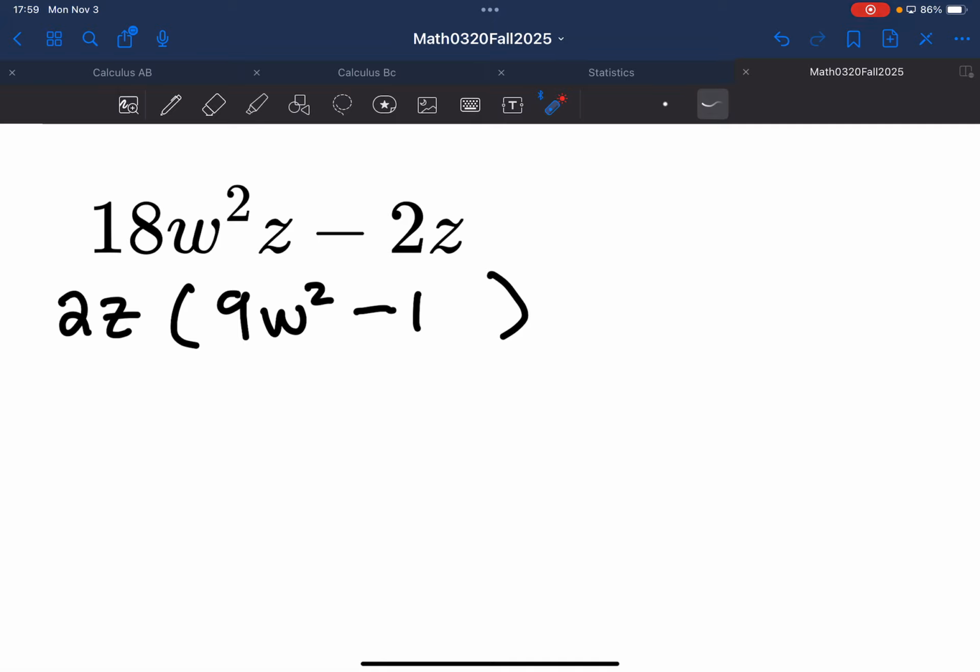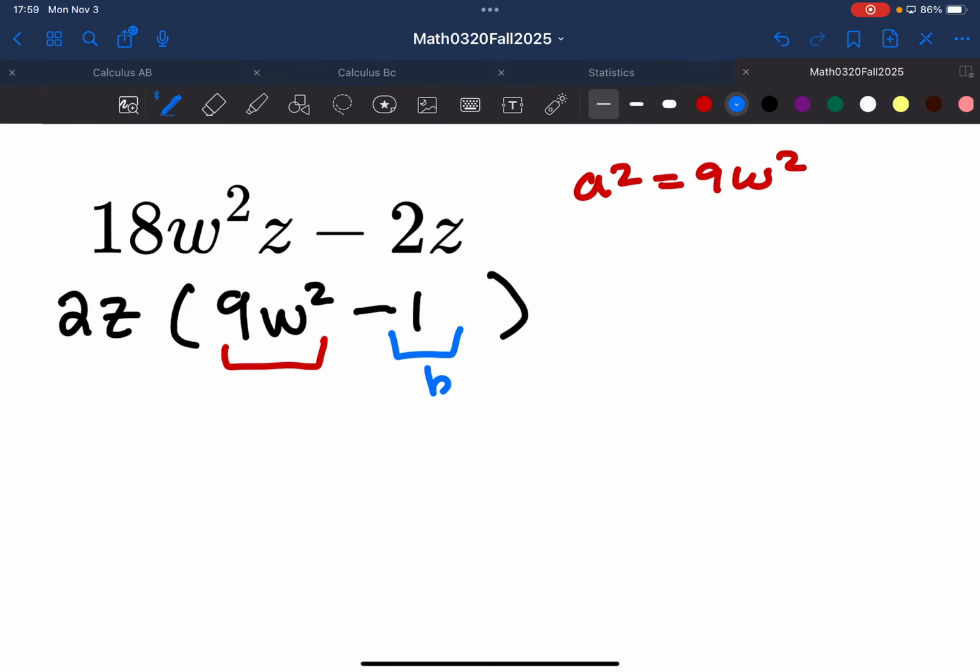Okay. So now that I took out that GCF, I'm just going to pay attention to what's inside this parenthesis and see if I can factor them by perfect squares. So before you continue, you think, okay, can I take the square root of 9? Yes. Can I take the square root of 1? Go ahead and try it on your calculator. Yes. What is the square root of 1? 1. So that means I can go ahead and say, this is my a squared, so a squared is equal to 9w squared, and this is my b squared. B squared is equal to 1.